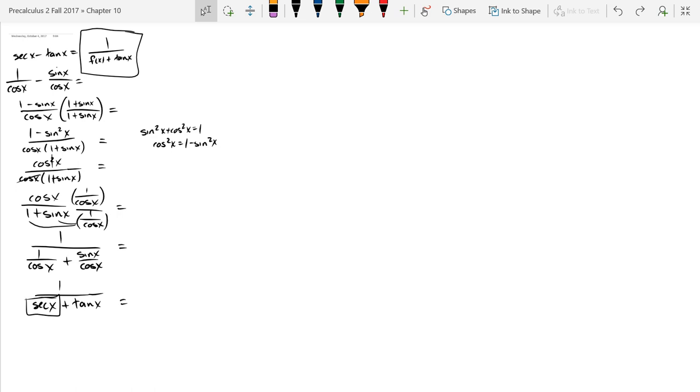So f of x is the secant x right there. So it's the function that's in the same position as that secant function right there.